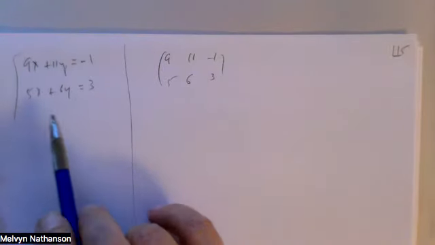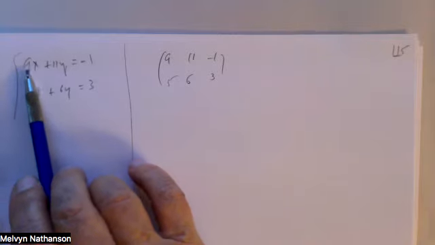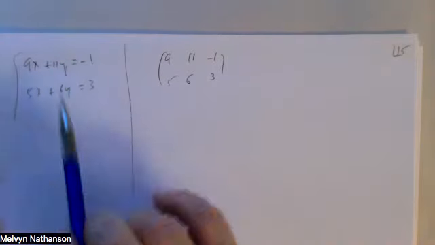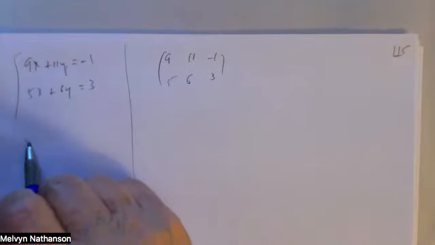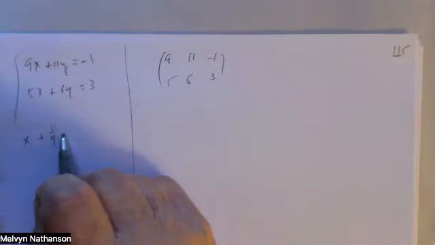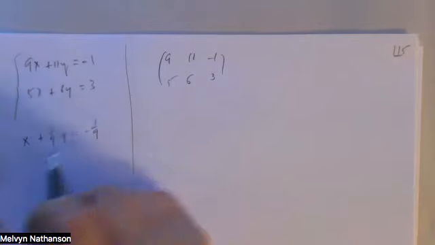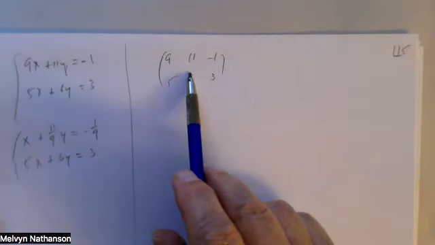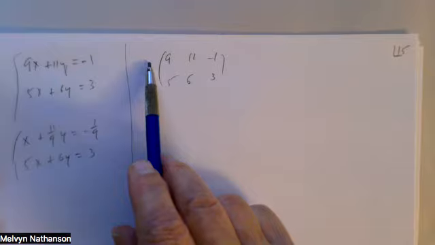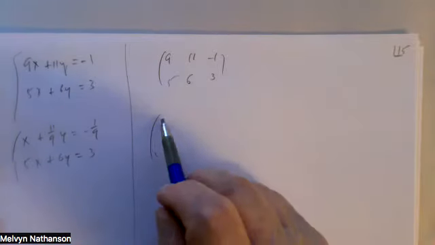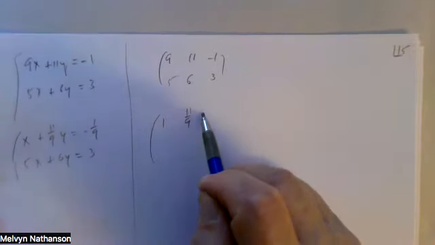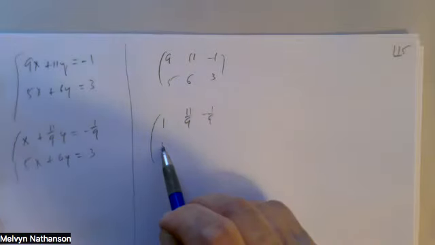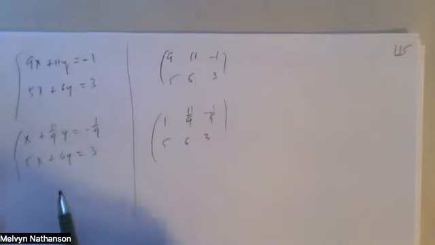Now, when we're trying to solve these equations by Gaussian elimination, the first step might have been to divide the first equation by 9. So you get a coefficient of 1. So you get x plus 11 over 9y equals -1 over 9, 5x plus 6y equals 3. And the corresponding operation on the matrix would be to divide the first row by 9. You would get 1, 11 over 9, minus 1 over 9, 5, 6, 3.